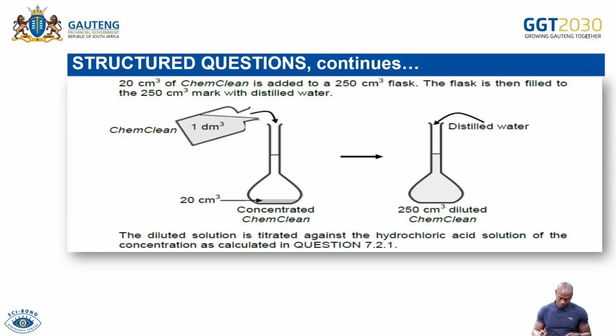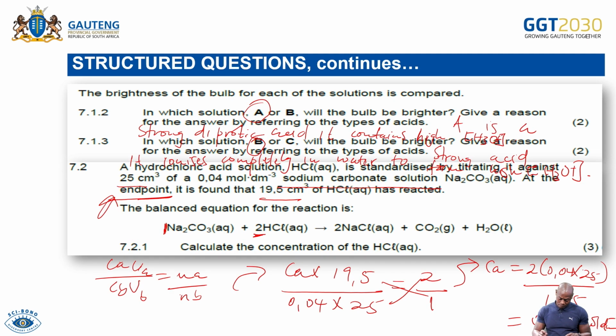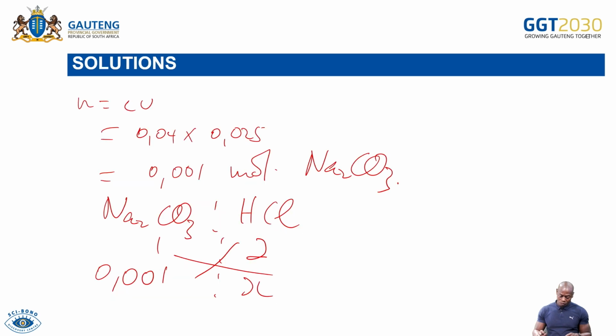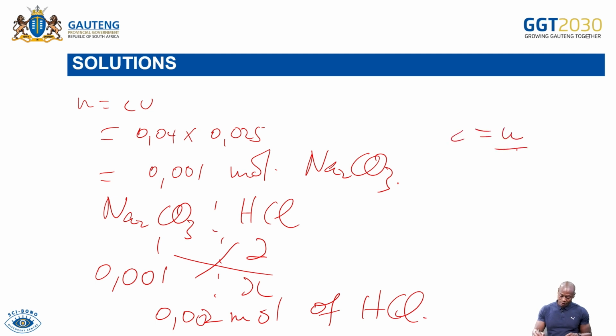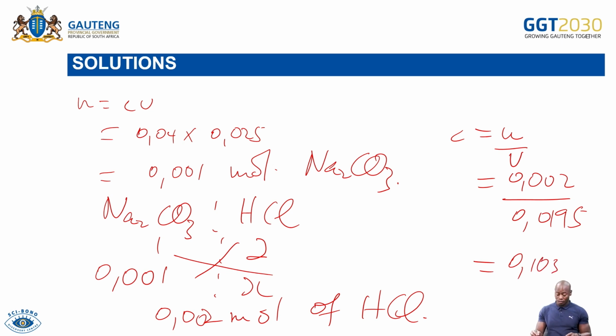So we multiply this by 2. The number of moles is 0.002 mole of HCl. Then concentration is equal to N over V, which is 0.002 divided by 0.0195. I think we must get the same answer, yes, which is 0.103, or 0.10 if you round off to two decimal places, mole per cubic decimeter.